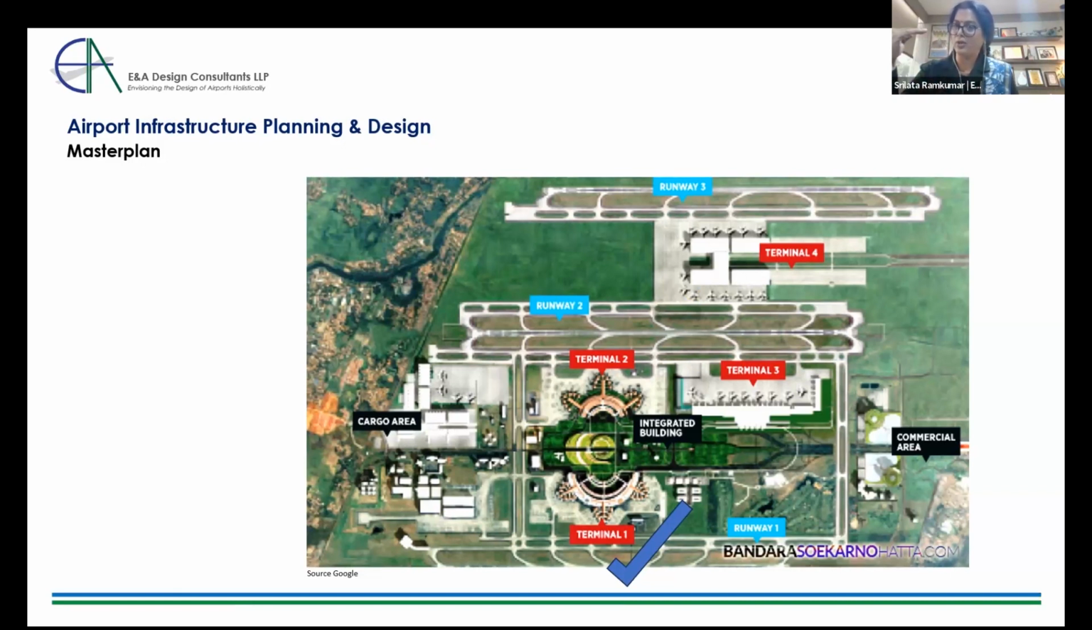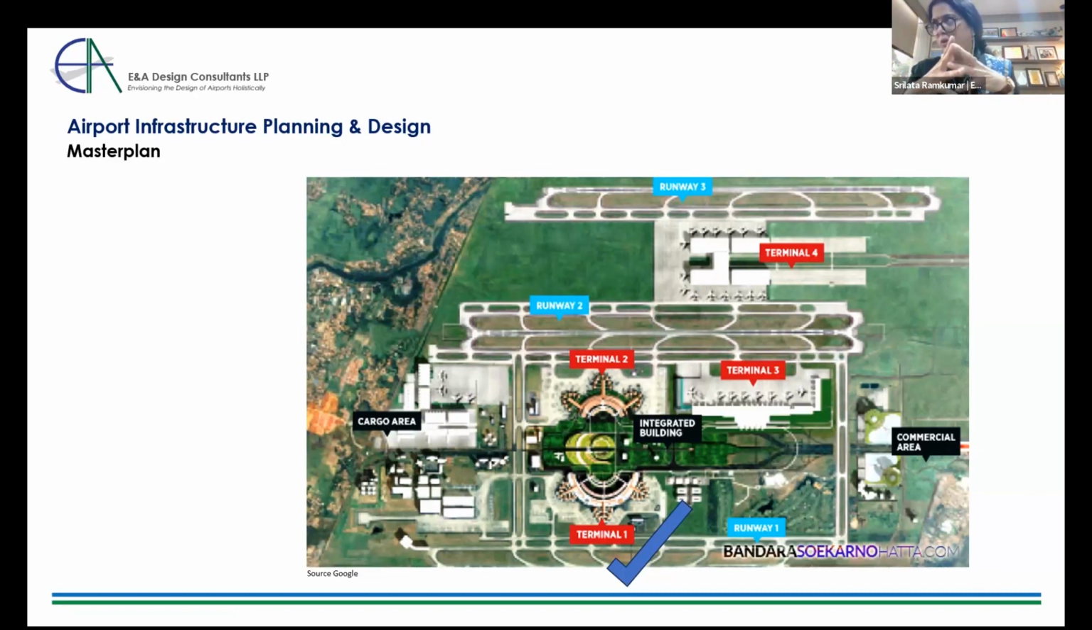They look into the overall capacity which that city needs. A big city, suppose they need 120 million passengers in the long run. So they make Terminal 1, Terminal 2, Terminal 3, Terminal 4. It depends. Runway 1, Runway 2, Runway 3. So that is all called a master plan.